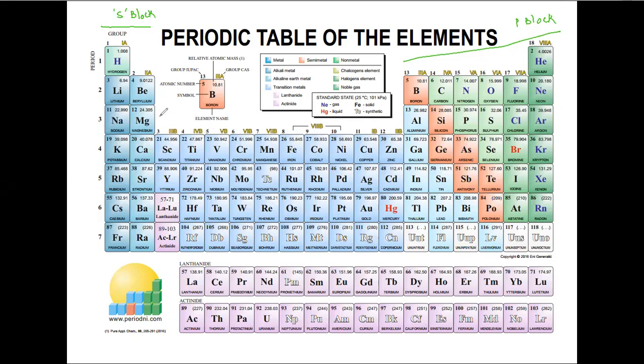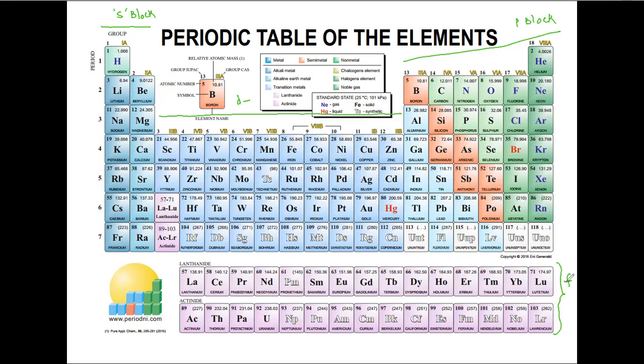Coming to this area, from 3rd to 12th, or 3rd B to 2nd B, these are called D block elements. Okay, D block elements. And coming to this area, which is actually kept at the bottom, these are called F block elements. F. So there are 4 different blocks: S block, P block, D block, and F block.